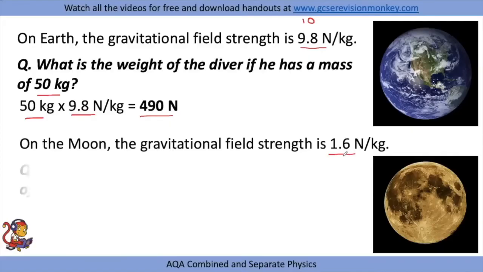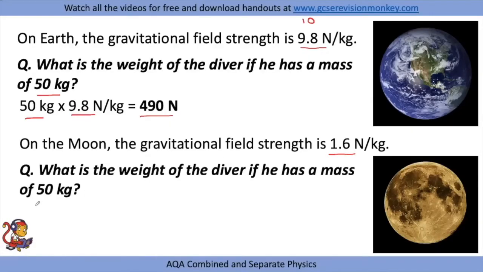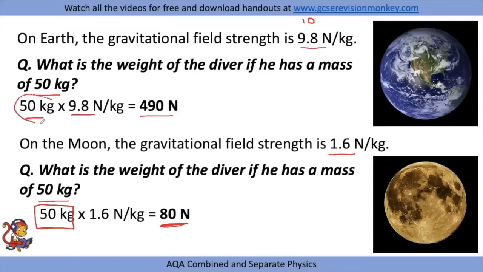What is the weight of the diver if he has a mass of 50 kilograms? Well, importantly, the mass does not change. Mass is still 50 kilograms, but if we multiply it by 1.6, the diver would have a weight much less of just 80 newtons. So the key thing is your mass, wherever you are, does not change. However, your weight, because in physics weight is a force, we're not talking about mass in kilograms. When we're talking about weight in physics, we're talking about a force in newtons.